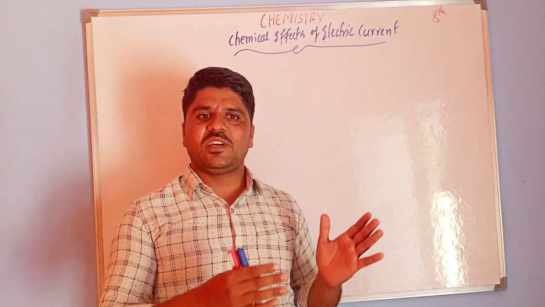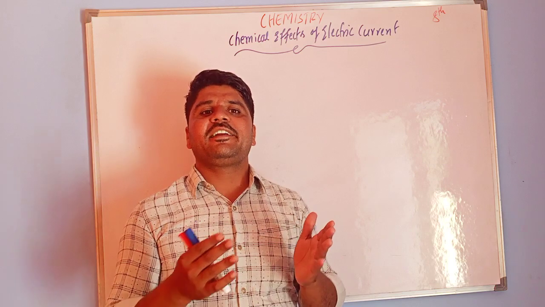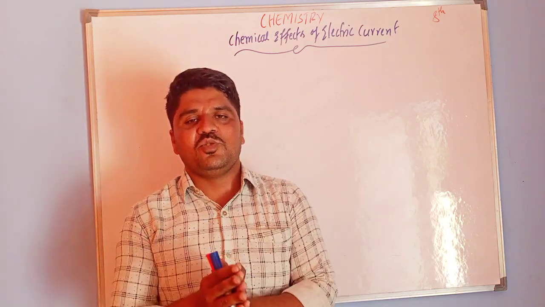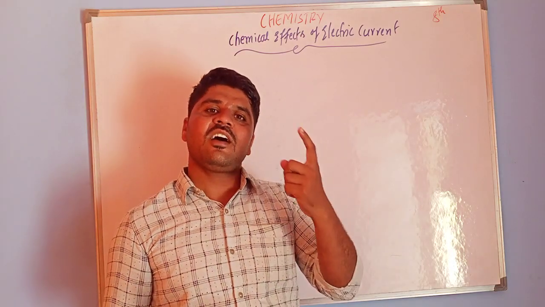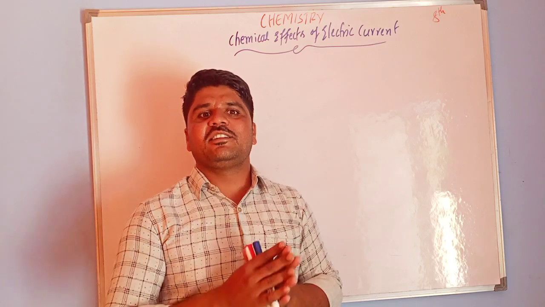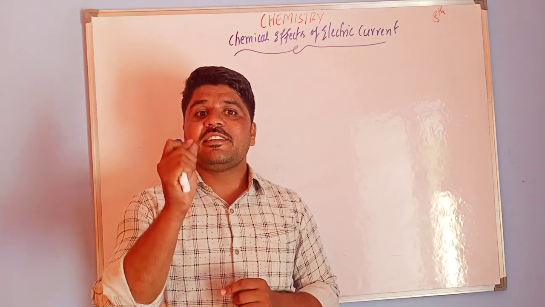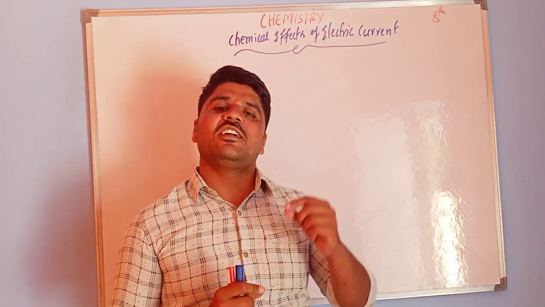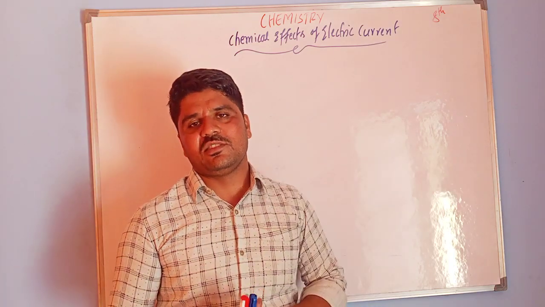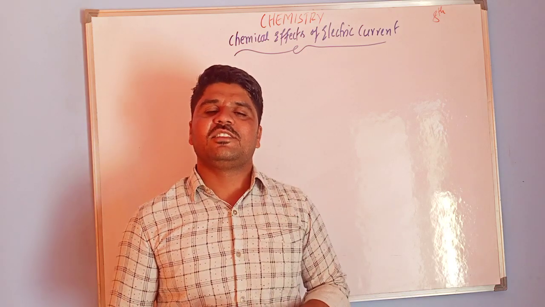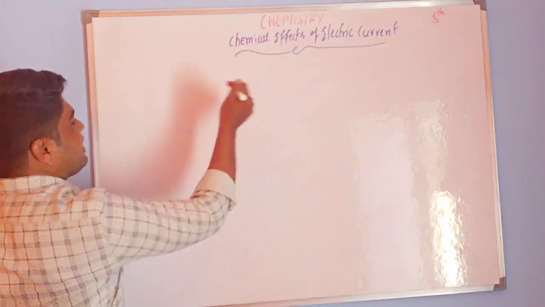So from that knowledge, we can study further. When electric current flows through a conducting solution, that is a liquid, the liquid contains ions, and ions are responsible for the conduction of electricity. Does the electric current produce any effect on that solution? That is what we are studying in this class: the chemical effects of electric current.